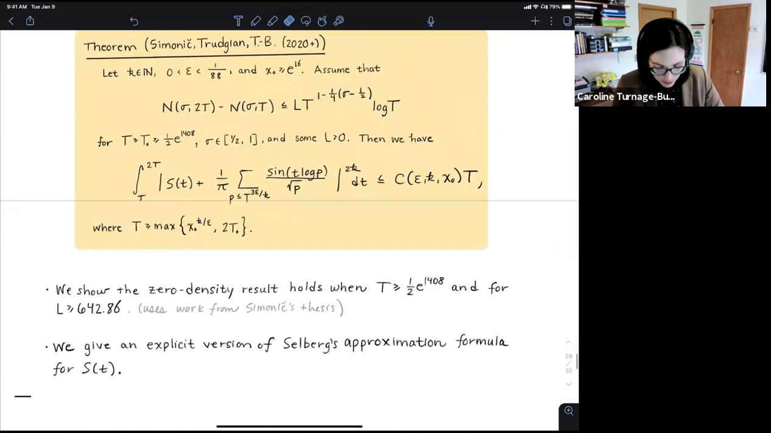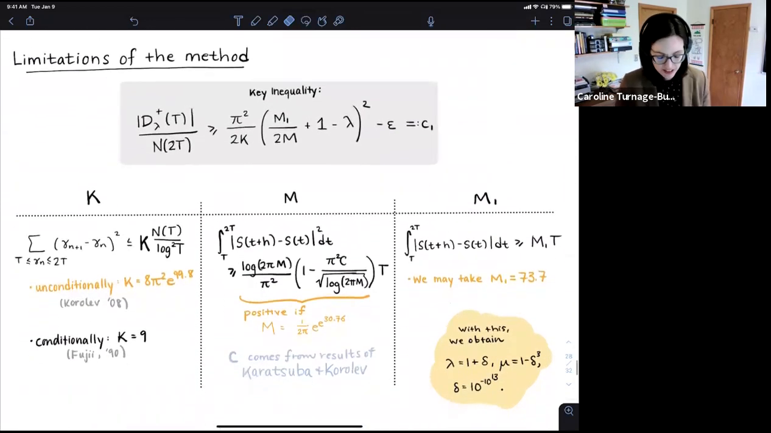Okay, so you might wonder at the end of the day, we have two remaining questions. Can we go back through and work even harder and get better explicit results?